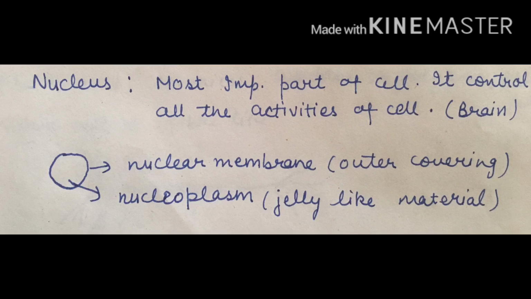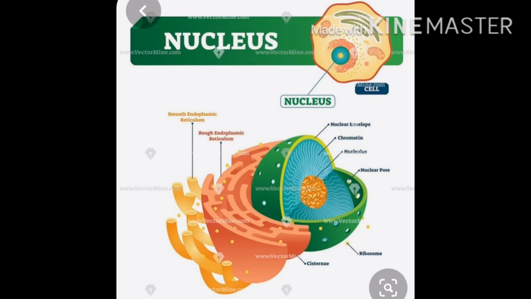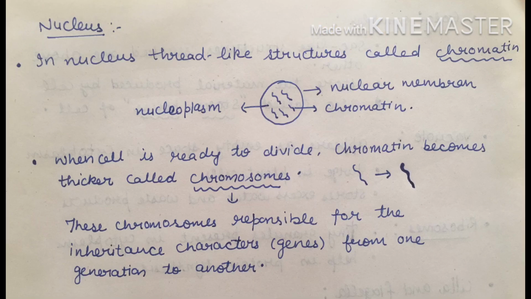The nucleus also has two parts. The outer covering is called the nuclear membrane, and inside that there is the nucleoplasm, which is also a jelly like material. It's similar to protoplasm and cytoplasm, but inside the nucleus, that jelly like material is called nucleoplasm. In the nucleus there are thread-like structures, and these thread-like structures are called chromatin. So inside the nucleoplasm, thread-like structures can be seen, and they are called chromatin.